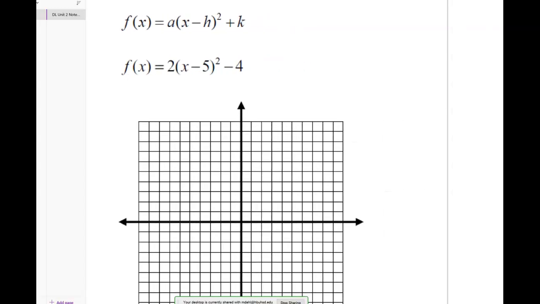So what's happening in this equation based on what we were just talking about, transformations? We have an a value of 2. In words, what would I say that's going to cause my graph to do? Vertical stretch. Vertical stretch, specifically by 2, right?